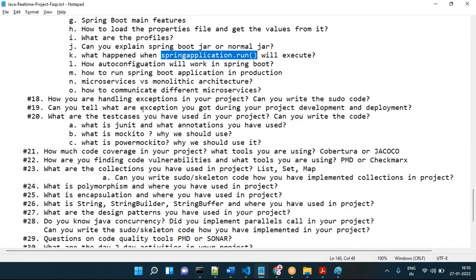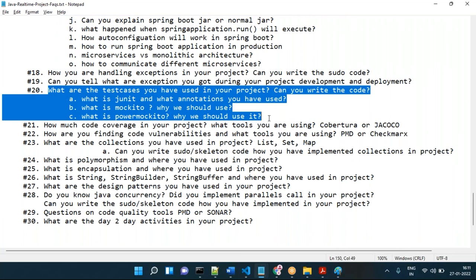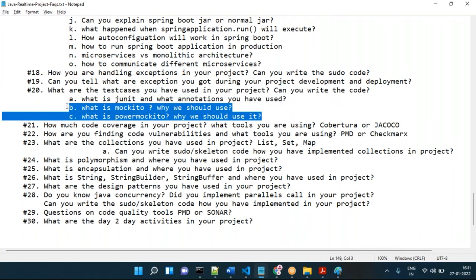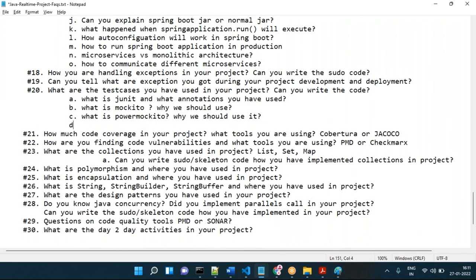Next one, how are you handling exceptions in your project? Can you tell a few of the exceptions you got during your project deployment and development? Interviewers are testing whether this guy is really an experienced guy or not. Can you write this pseudo code? What are the test cases you have used in your project? They can ask more questions on JUnit, JUnit annotations, Mockito, how you mock your static class. So many questions they would be asking, team.